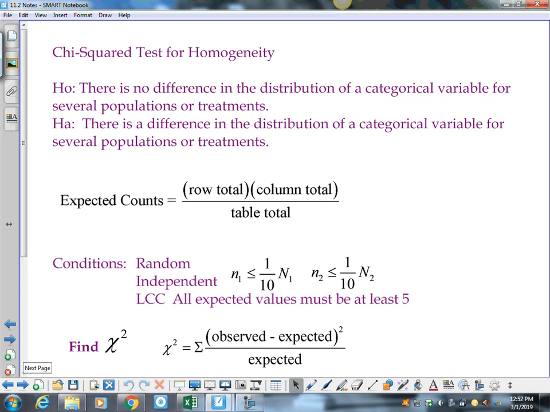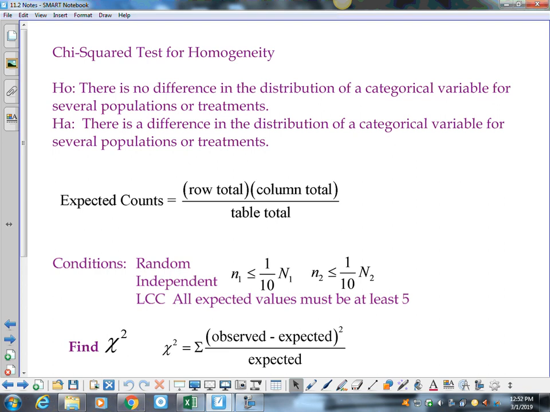The hardest part about this one is knowing how to pronounce that. This is a chi-squared test for... I don't think anybody said it yet. Homogeneity. Homogeneity. Okay. If we are homogeneous, what does that mean?